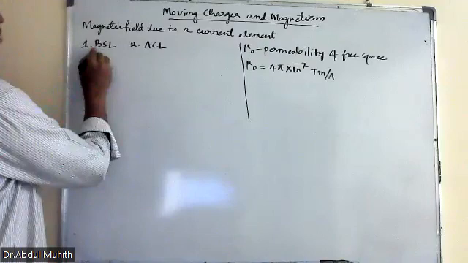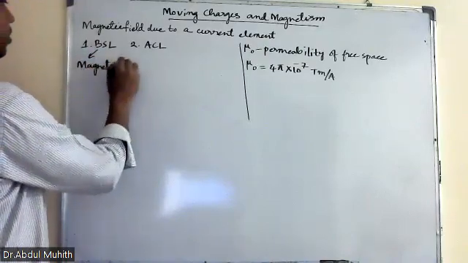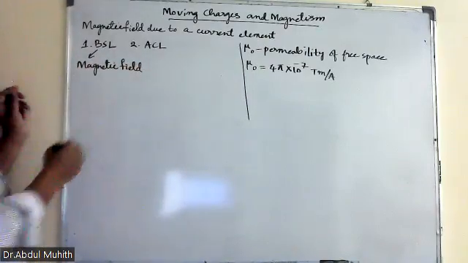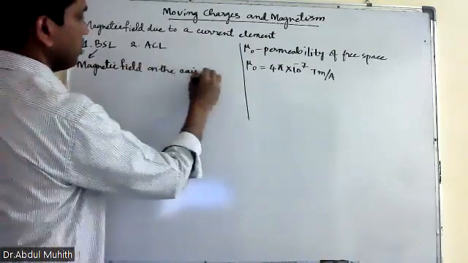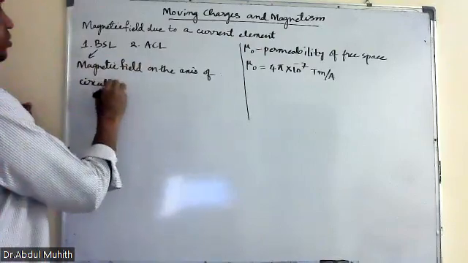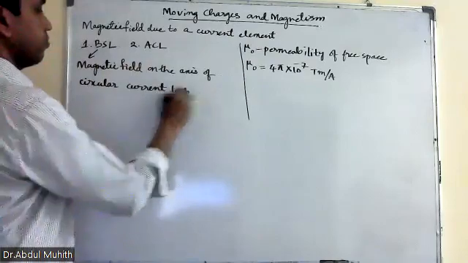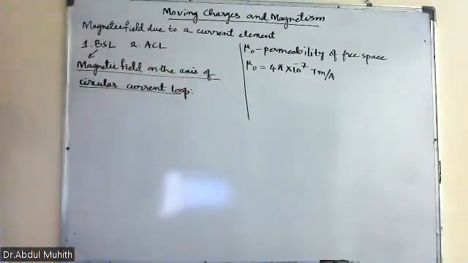Magnetic field on the axis of the circular current loop. So it comes under Biot-Savart law only. We are still doing the Biot-Savart law: magnetic field on the axis of a circular current loop.